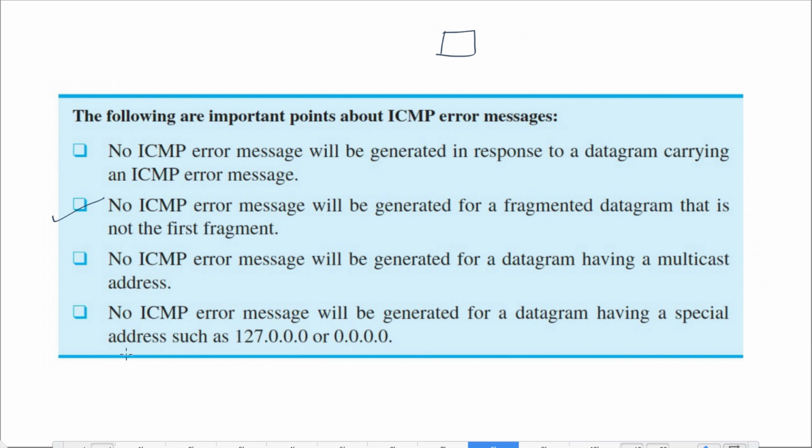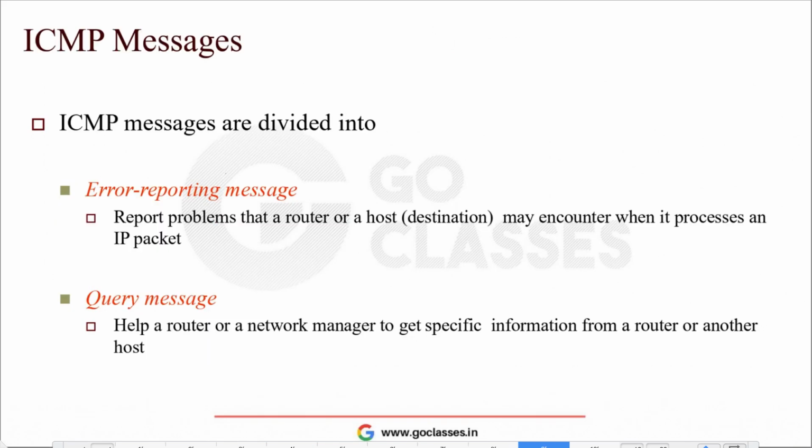So there are some rules for the ICMP error message. As I said, ICMP messages are divided into two categories. One is the error reporting message, and the other is the query message. The error reporting message helps the router or the destination host check what kind of problem has been encountered, because of which the packet has been discarded.